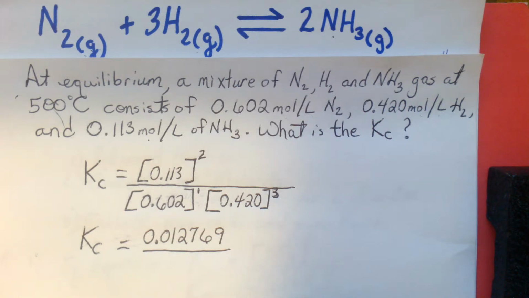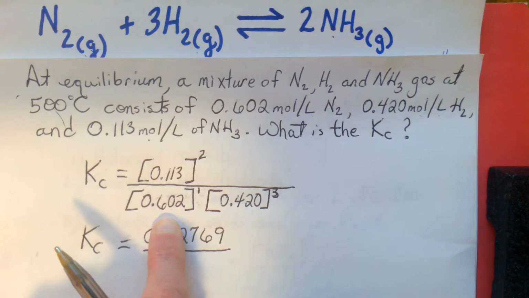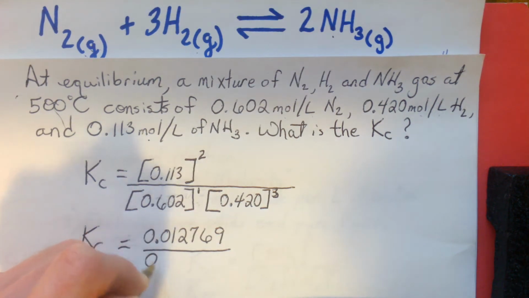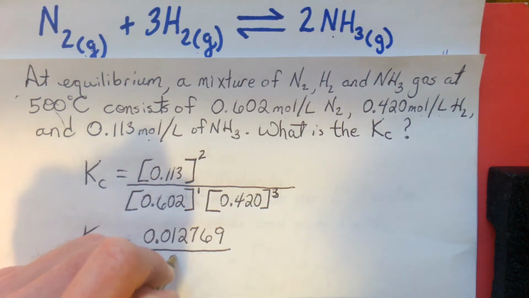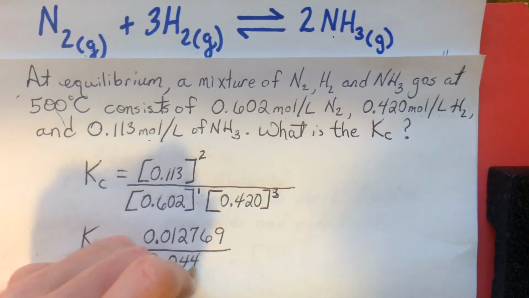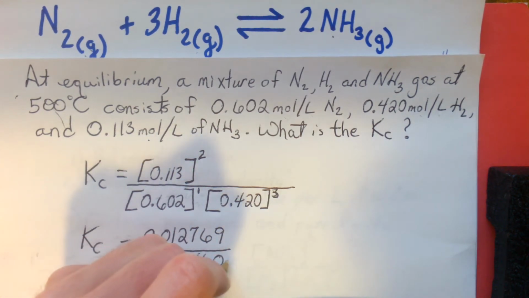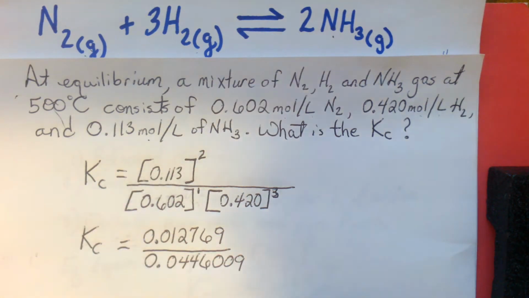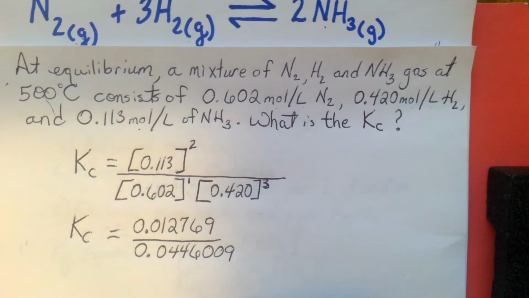Let's cube it. 0.420 cubed. All right, and then we're multiplying that by 0.602. And our value for our denominator is 0.0446009, and it continues on and on. That's plenty. And then we solve that.